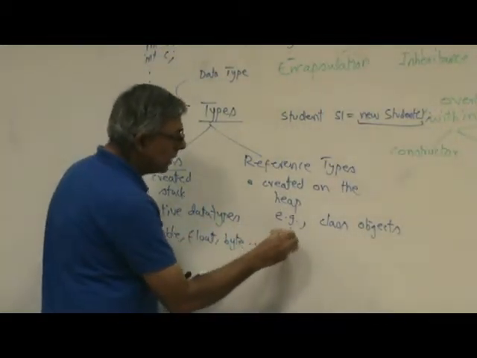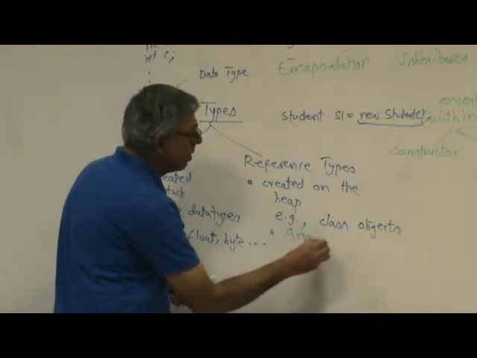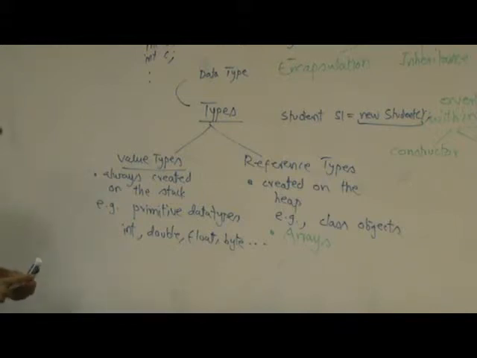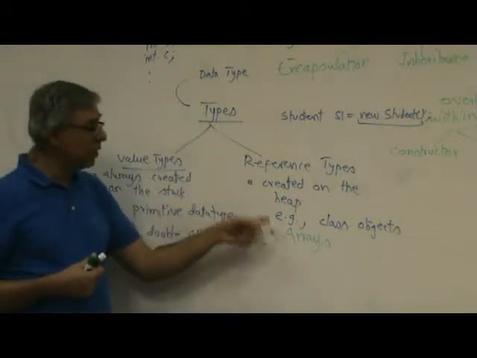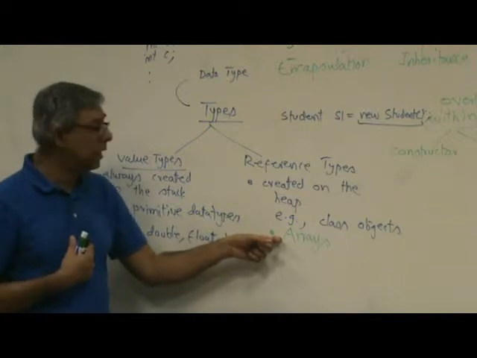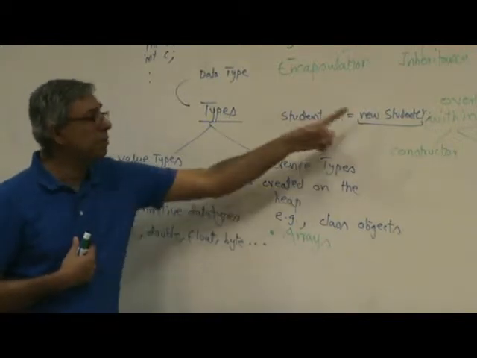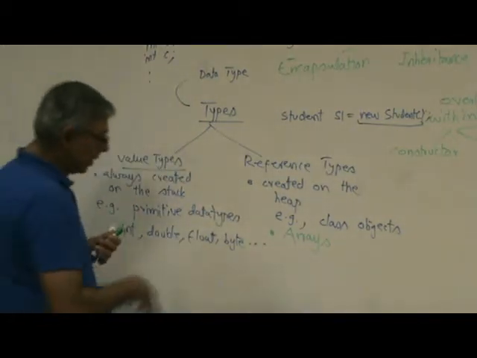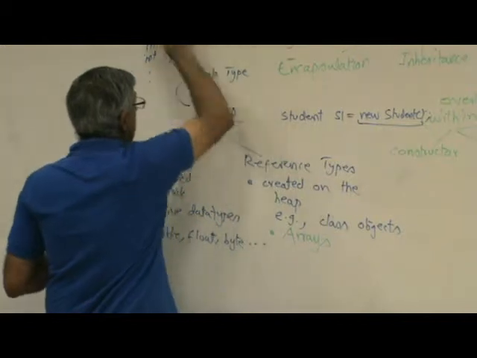So arrays are also reference types, both in Java, both in C#, but not in C++. It could be either, okay? So that means because array is a reference type, where will the memory come from for creating the array? From the heap. So that means there has to be a new keyword involved, right? So how do we create an array?